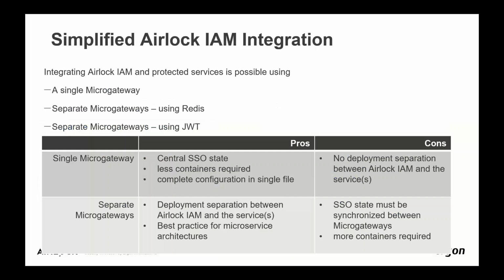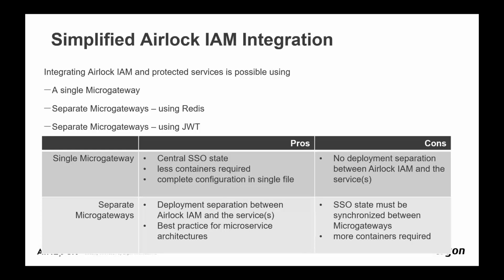So there is a single Microgateway way, which looks more like the classic gateway, or you can have separate Microgateways. Then you have to use Redis to share the session information between the Microgateways. Or you can have separate Microgateways using a JOTI, where the authentication information is passed from the different arrays through a JOTI, which goes through the client back to the Microgateway.